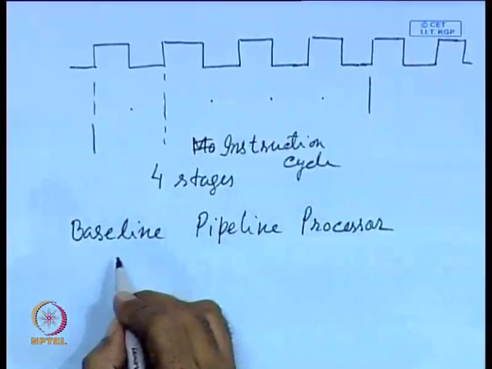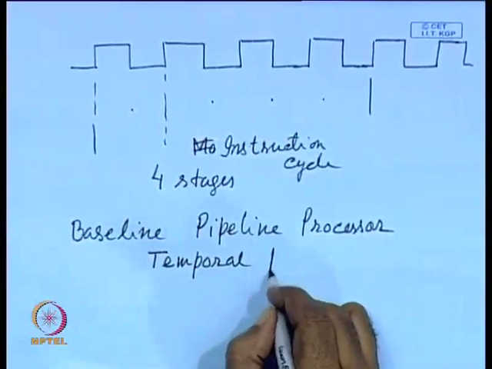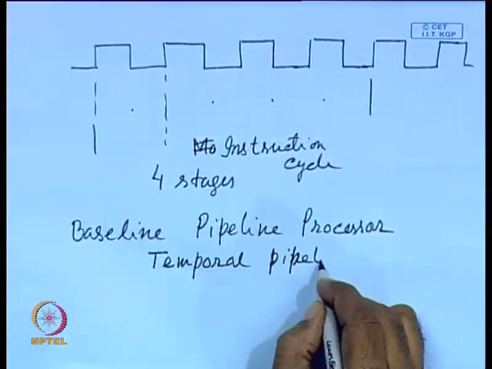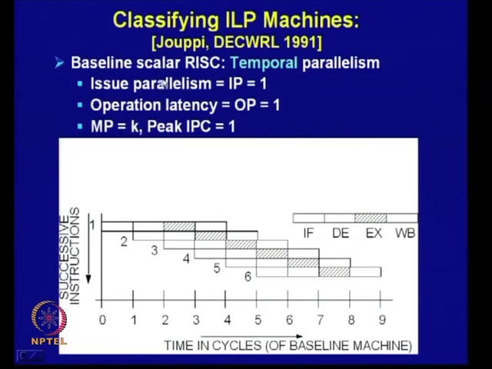This baseline pipeline processor obviously uses temporal parallelism, we have already seen, and by doing that it achieves instruction level parallelism. For the baseline pipeline processor, which we also call scalar pipeline, because it issues only one instruction at a time, the issue parallelism IP is equal to 1. Another thing we have added, that is RISC. Our discussion will be centered around only RISC processors. For the baseline scalar pipeline RISC processor, the issue parallelism IP is equal to 1.